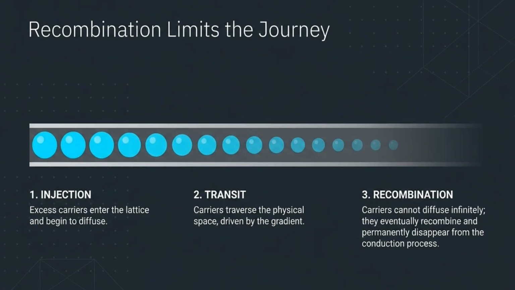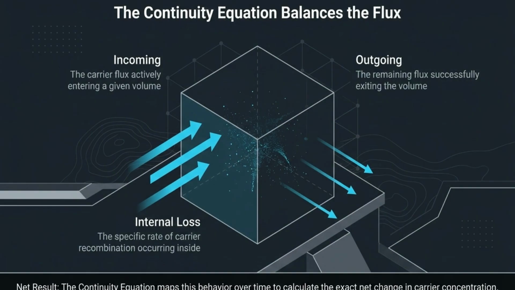Recombination limits the journey of carriers. Carriers are injected and begin to diffuse, traversing the physical space. However, they eventually recombine and permanently disappear from the conduction process. The continuity equation balances the flux by accounting for incoming carriers, outgoing carriers, and internal loss due to recombination. It calculates the exact net change in carrier concentration over time.